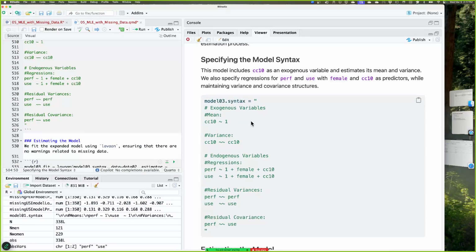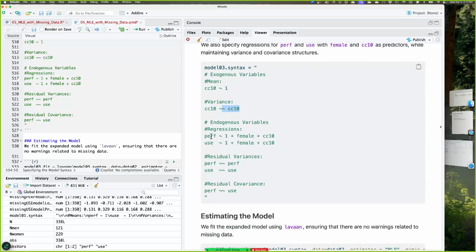So that means we have to treat CC10 as an exogenous variable, estimate its mean, estimate its variance, and then the rest of the code is the same, right? We have our regression line for performance, our regression line for usefulness, residual variance of performance, residual variance of usefulness, and residual covariance itself. Now, question number one, is this model saturated with respect to all parameters?